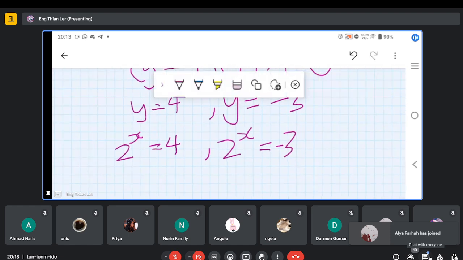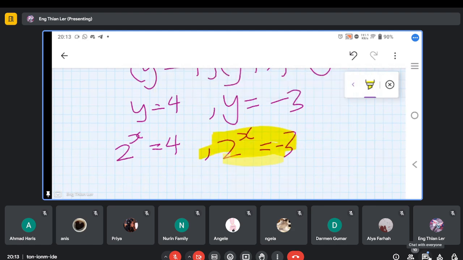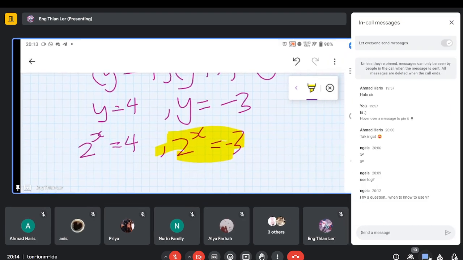Okay, so first we look at this. How can anything raised to a power get negative? It's impossible, right? It's totally impossible to get a negative number after you exponentiate something.